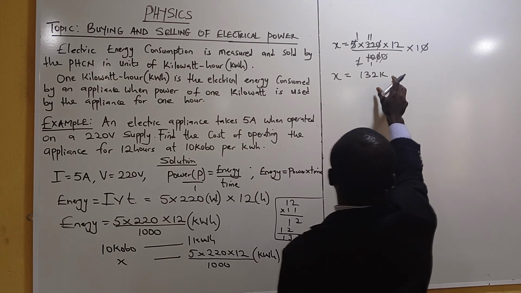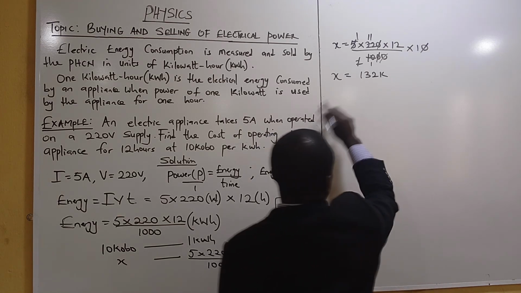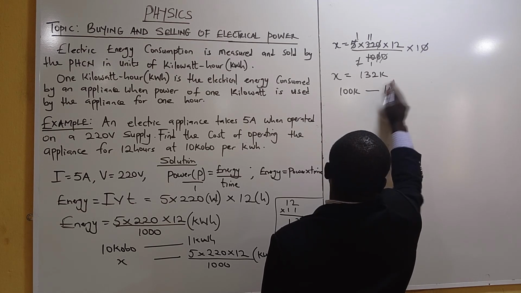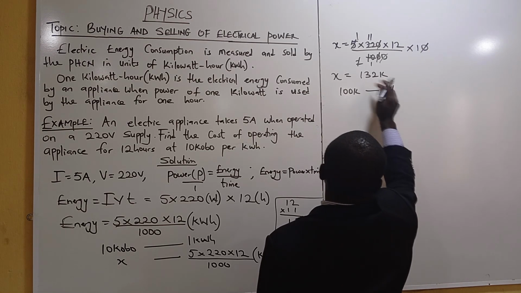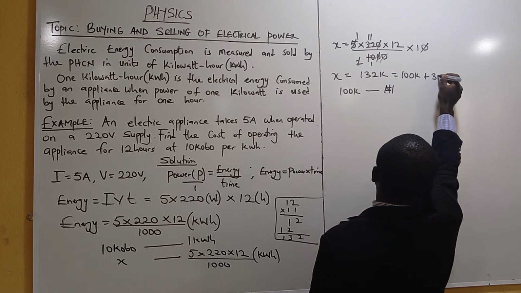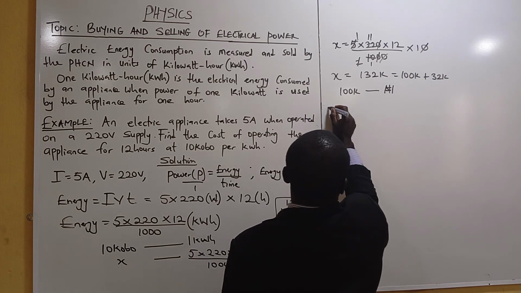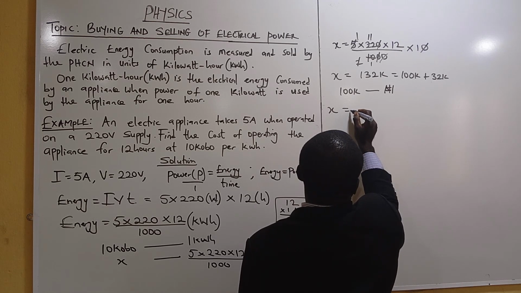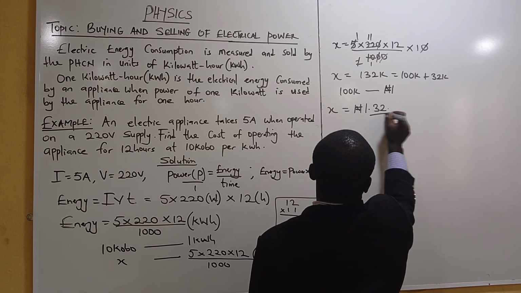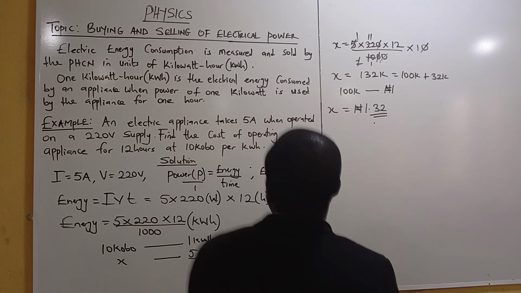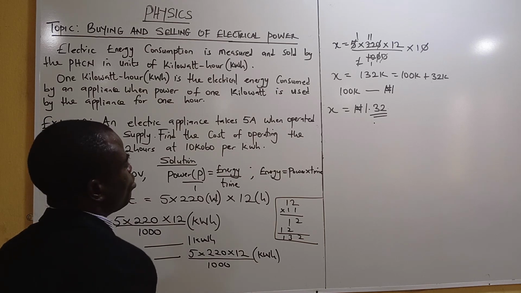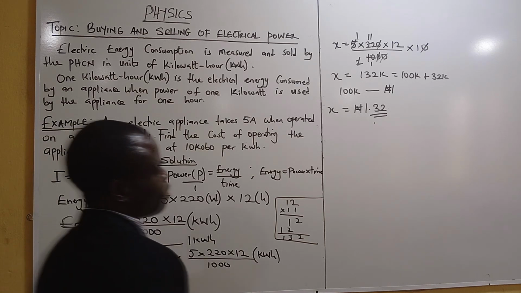That's 132 kobo. Now let's make it naira and kobo. Don't forget that 100 kobo make 1 naira. Now you have 1 naira here, because you have 100 kobo plus 32 kobo. So our X is 1 naira 32 kobo. That's the cost of operating the appliance for 12 hours at 10 kobo per kilowatt hour.